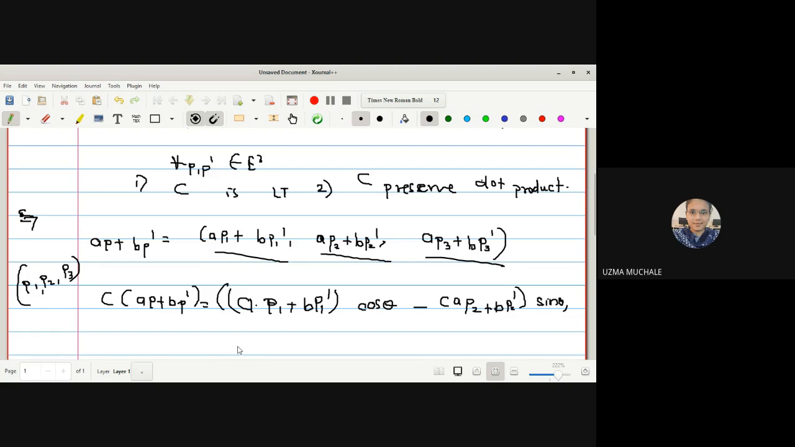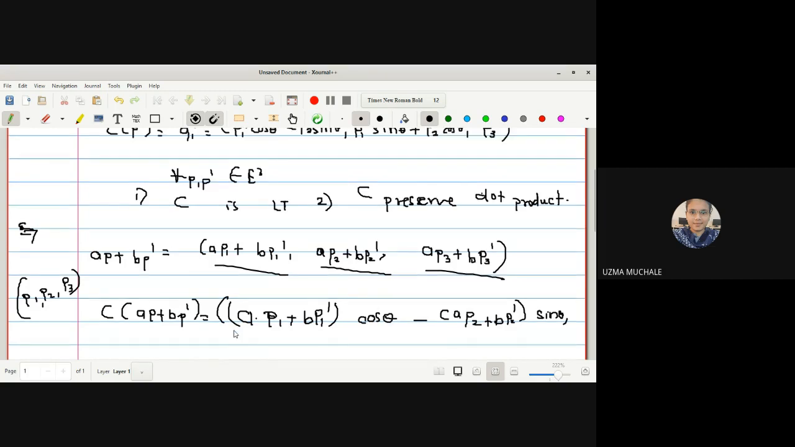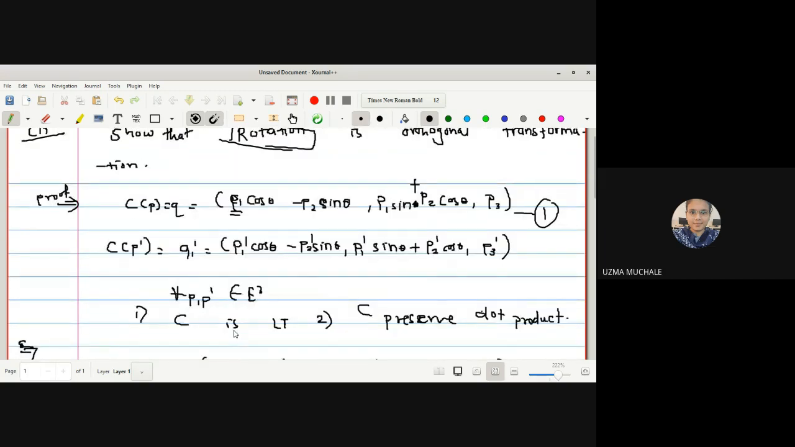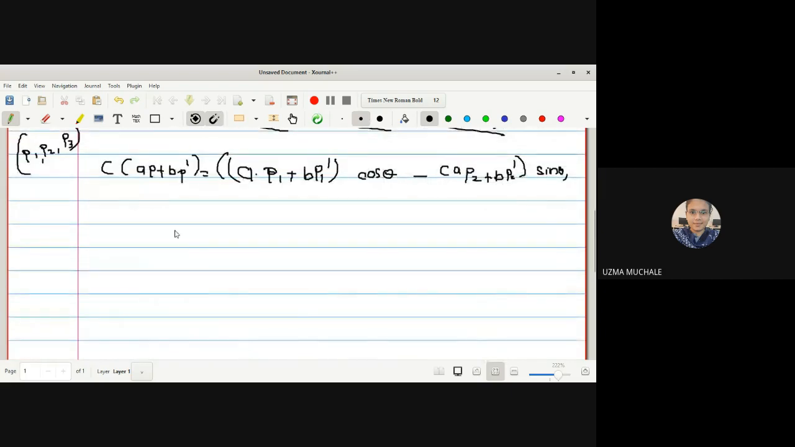Now what is the second one? In the second one, you can see we have P1 sin theta plus P2 cos theta. So P1 की जगह पे यहाँ पे क्या आएगा? A P1 plus B P1 dash. So here it will be sin theta, plus what is the next term? A P2 plus B P2 dash. Here it will be cos theta, and the last term will be A P3 plus B P3 dash.